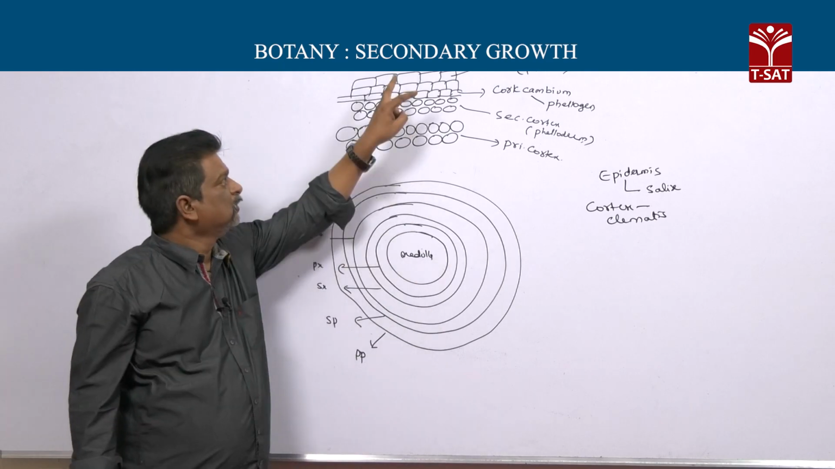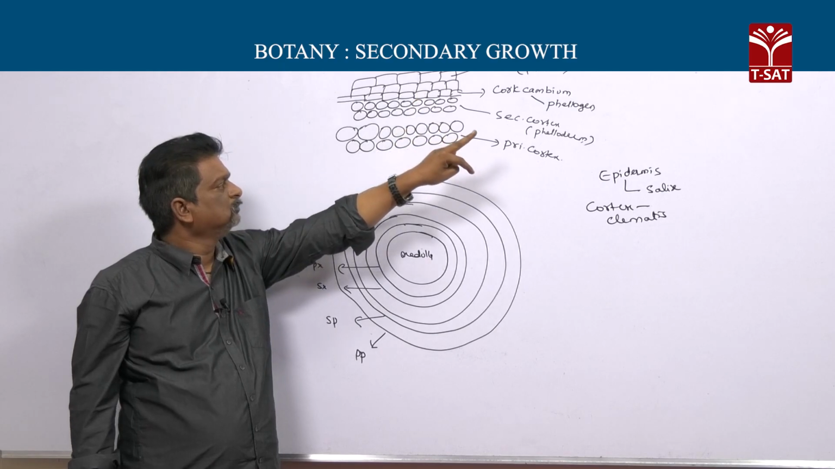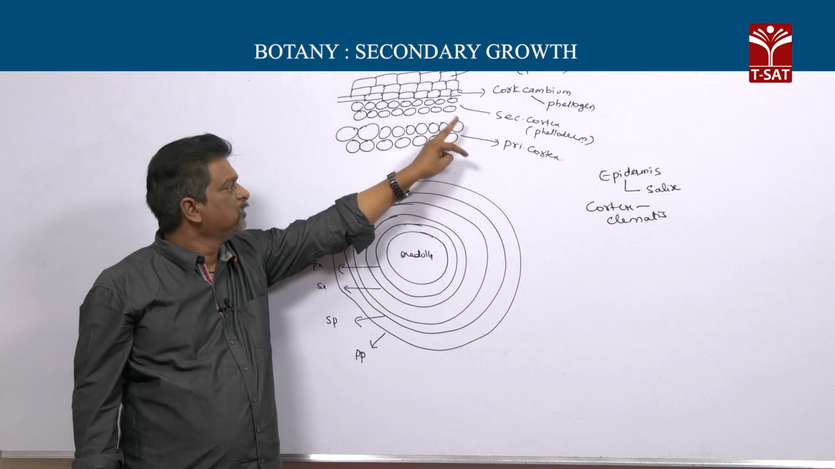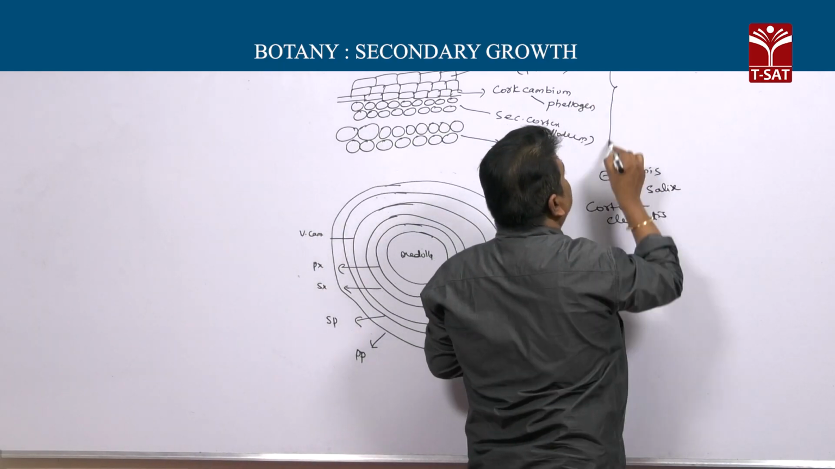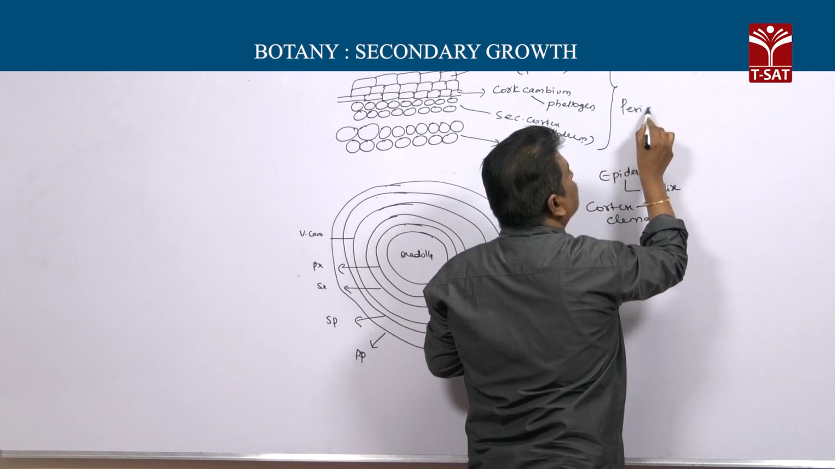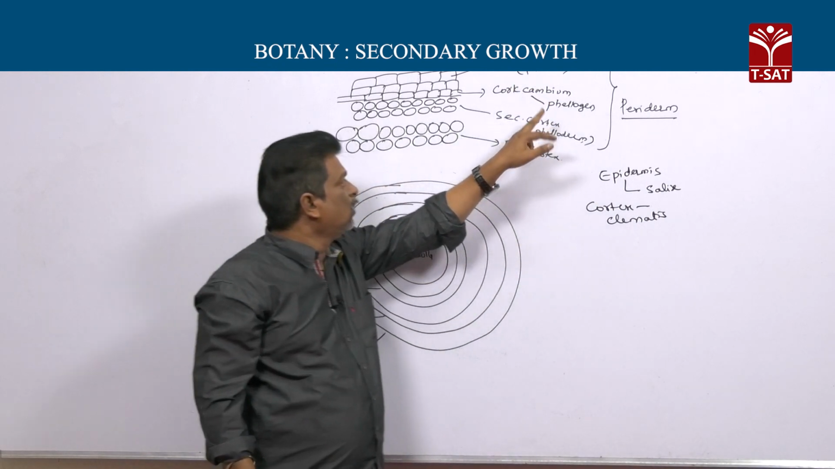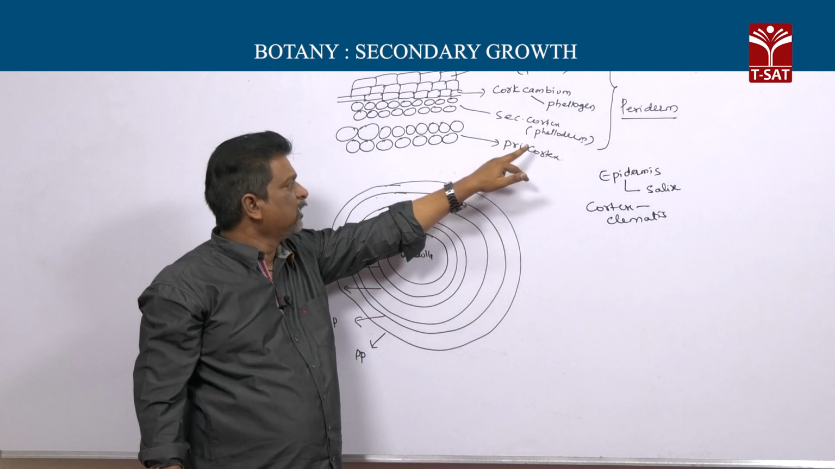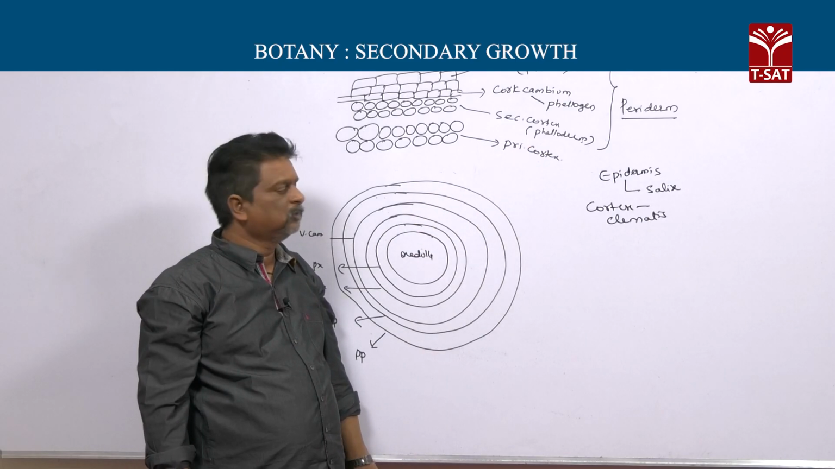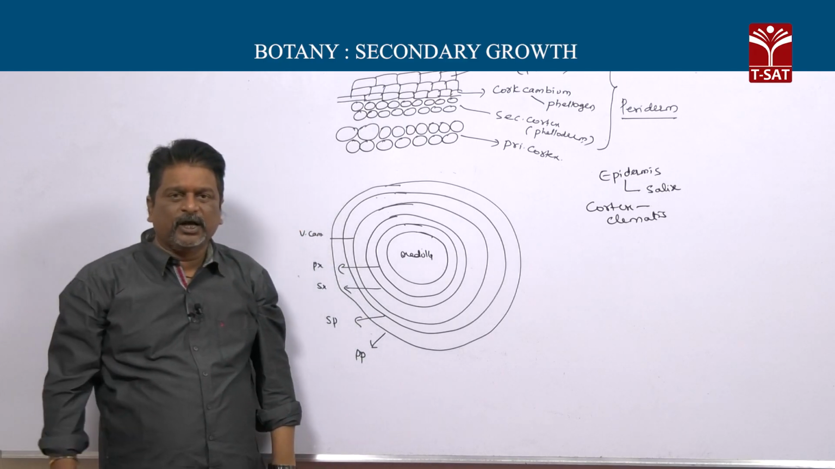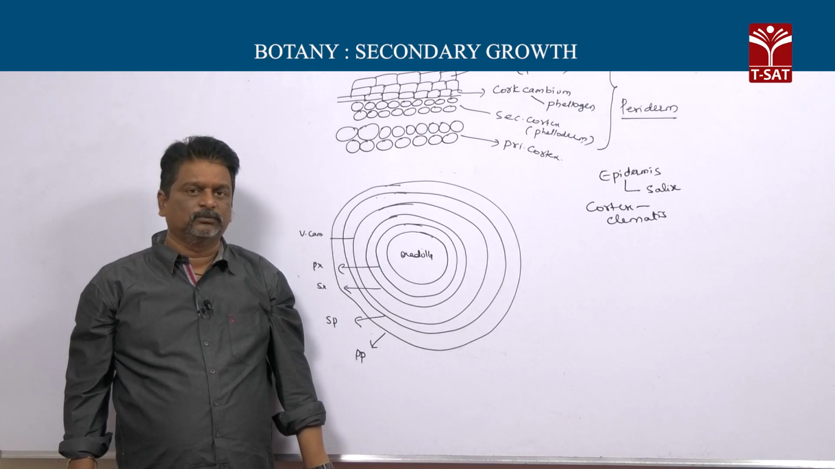So the point is: cork or phellem, cork cambium or phellogen, secondary cortex or phelloderm, together are called the periderm. So once again, periderm means cork or phellem, cork cambium or phellogen, and secondary cortex or phelloderm together. In the old dicot stem, the protective layer is the periderm.